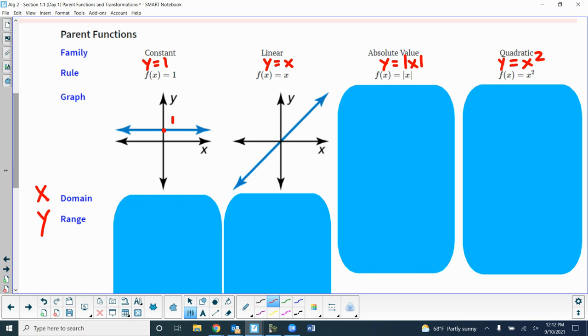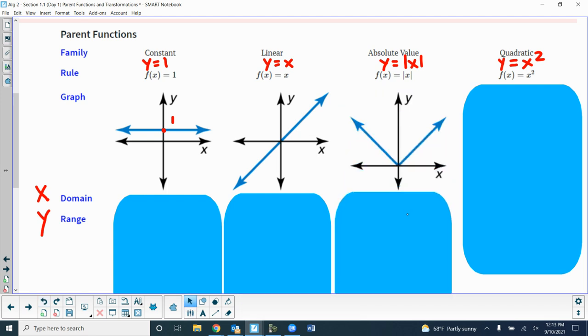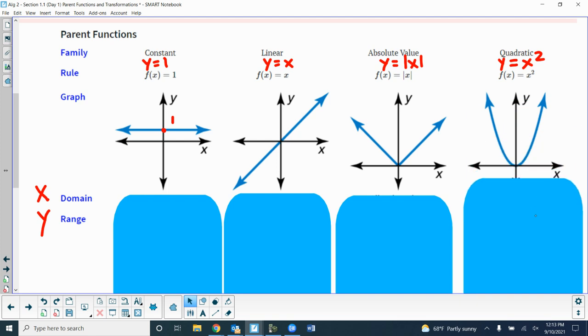Okay? So the absolute value, what's that look like again? Value looks like a V. Good. Oops, I got to go back to my pointer. Okay? And we all know that the quadratic is called a what? Parabola. And so whenever you have to draw or graph the parent function for each family, that's what your parent function will look like for each one.